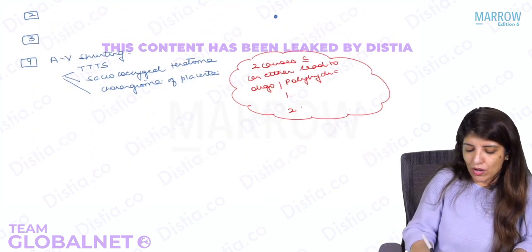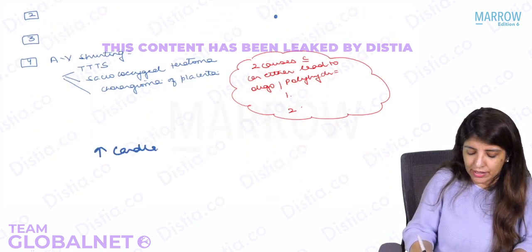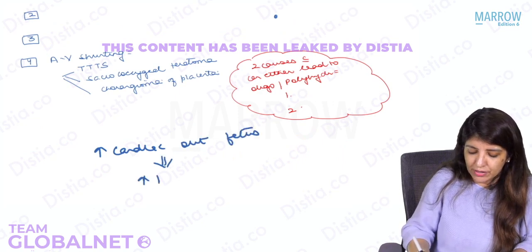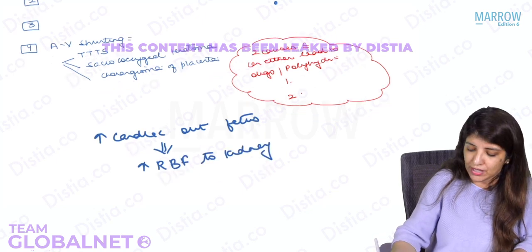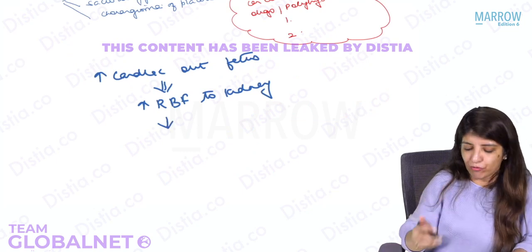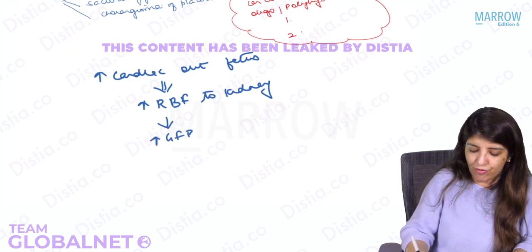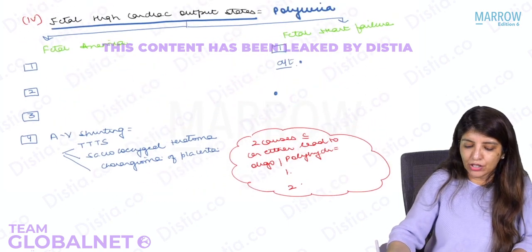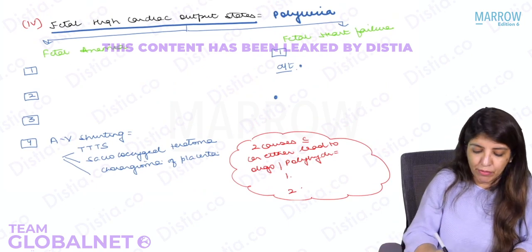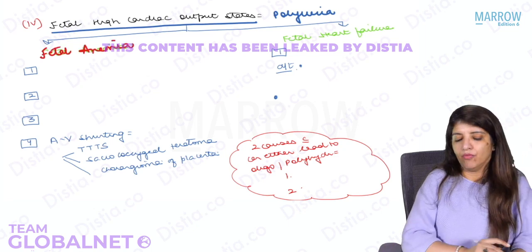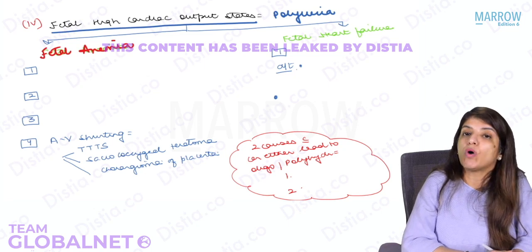So what did I say just now? I said whenever there is increased cardiac output by the fetus, what is it going to do? There will be increased renal blood flow to the kidney. There will be hyperperfusion of the kidney. And whenever there is increased blood flow to the kidney, there will be increased GFR, and that is going to lead to polyuria. Now, what are the conditions which lead to high cardiac output? Number 1, high cardiac output is seen in cases of fetal anemia. Whenever there is fetal anemia, it leads to high cardiac output.